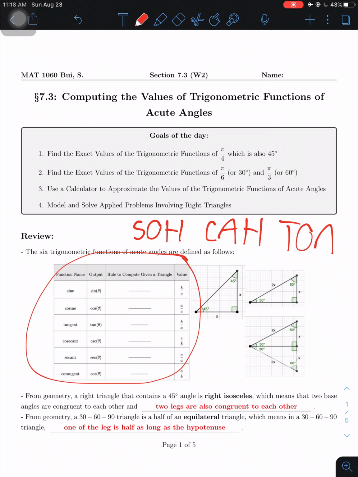For the other three, they're just the flip of the first three, okay? So sine here goes with cosecant. Cosine here goes with secant. And tangent in here goes with cotangent. Remember, for reciprocals, or for the flips, one C function pairs up with one non-C function.